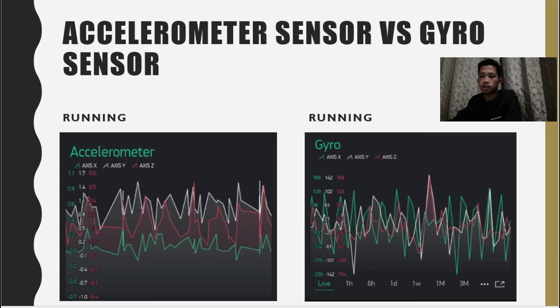Next, I will explain about the accelerometer sensor versus the gyro sensor when the user is running. As we can see, both pictures are accelerometer data and gyro data. Even though we're running, the accelerometer gives more stable and accurate data compared to the gyro sensor. It is because the accelerometer sensor data shows that there is no aggressive hand movement while running, while the gyro sensor data shows that it's almost the same as when the user is walking.